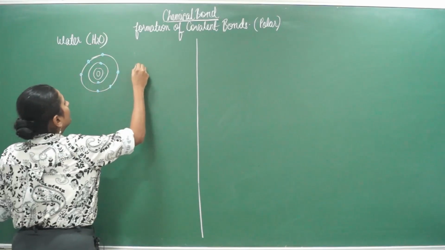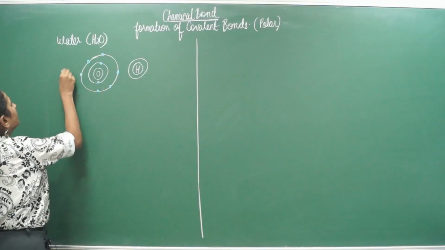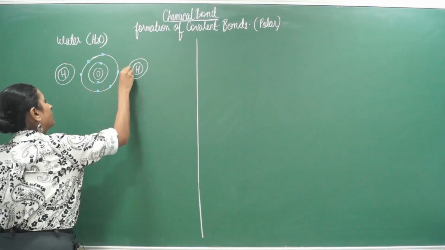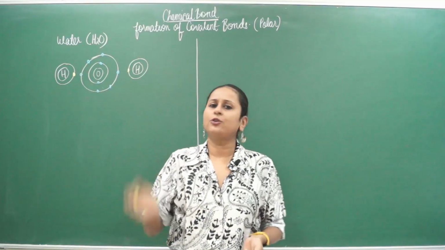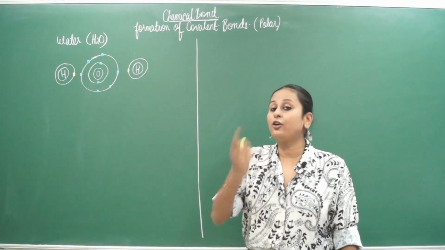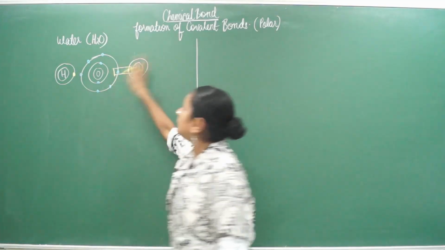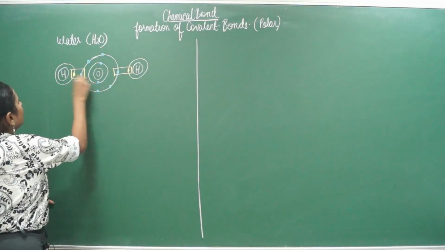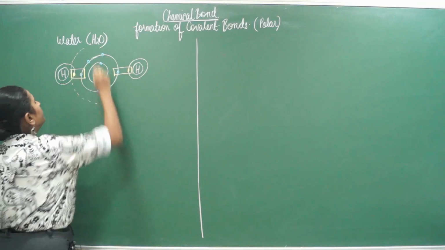Alright. Coming to hydrogen. Hydrogen has only 1 electron. Each hydrogen has only 1 electron. So how will they satisfy their octet or duplet state? Oxygen will share 1 electron with this hydrogen and 1 electron with this other hydrogen. So let us look at the oxygen atom in the cloud.